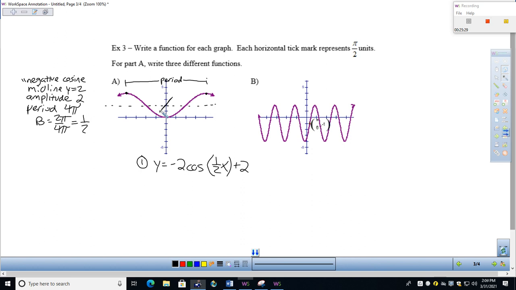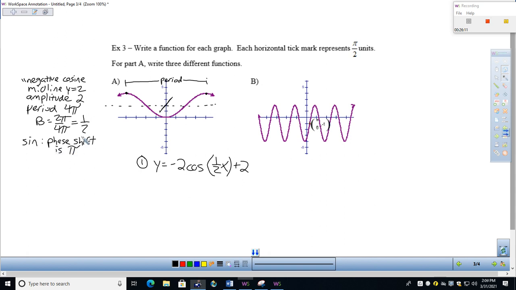So the question is, how can I translate this? How can I phase shift what would be normal sine, kind of looking like this, to match this graph? Well, it looks like I've got the same format right over here. How far would I have to move this to match this? Well, it looks like I would just have to move it pi units. So if I want to use sine, and I'm going to write this off to the side as well, I would say the phase shift would have to be pi.